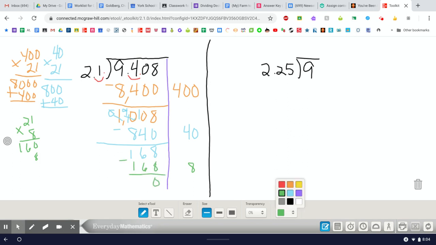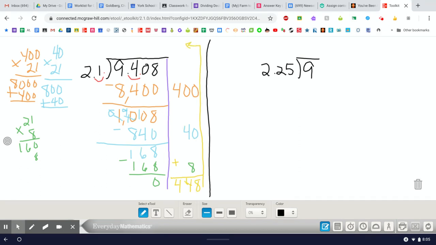So let's go ahead and add up our partial quotients. We get 448. That's a terrible 4. For some reason, though, I can't write that. There we go. Okay, so that's going to come up here to our answer line, right?